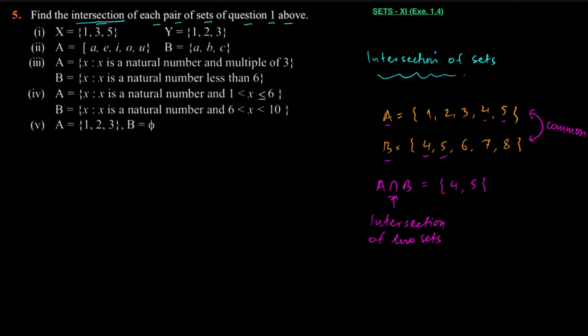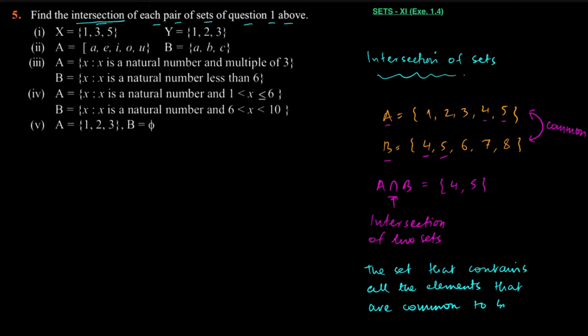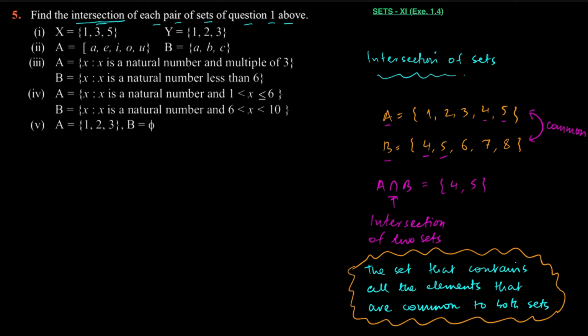Therefore, in intersection of sets, we are having the set that contains all the elements that are common to both sets. So this is how intersection of two sets works. So remember one thing, that we only consider those elements which are common. Now let's solve this question.